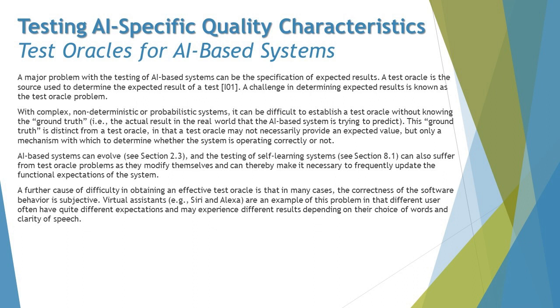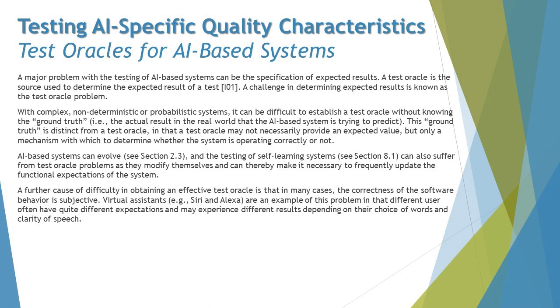Now, AI-based systems can evolve, and the testing of self-learning systems can also suffer from test oracle problems, as they modify themselves and can thereby make it necessary to frequently update the functional expectation of the system. So we do understand an AI-based system is not something which is going to remain the same for a longer duration, even if we talk about one year down the line. It just changes something every single day, and over a period of time you need to transform things. As we talk about these self-learning systems, they are pretty much adapted to that. So the test oracle becomes really challenging for such systems, and we have to figure out how exactly to define what should happen in order to evaluate the system.